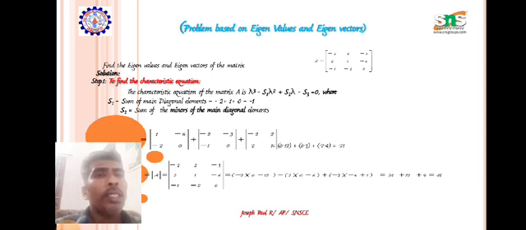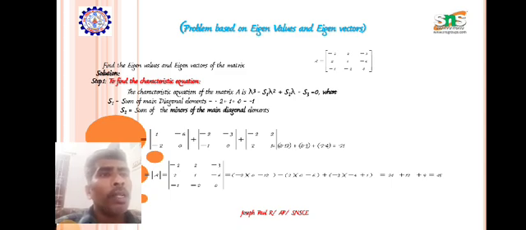S2 is the sum of the minors of the main diagonal elements. So we need to find the minor matrix of the corresponding diagonal element. Minus 2 is the first diagonal element, so its minor matrix is 1, minus 6, minus 2 and 0. The second diagonal element is 1; the second row and second column will be eliminated. So the remaining elements are minus 2, minus 3, minus 1 and 0.